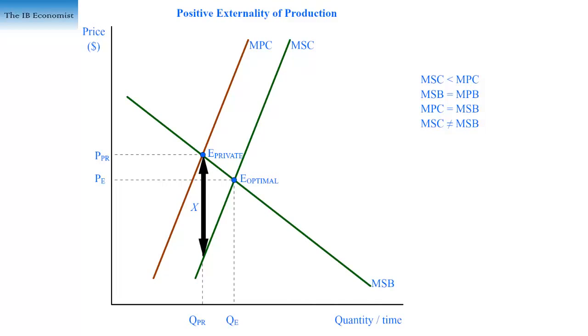Next, notice the vertical distance between the private equilibrium and the marginal social cost. This double-edged arrow noted X represents the level of this positive externality of production. Finally, note also the potential gain to welfare.